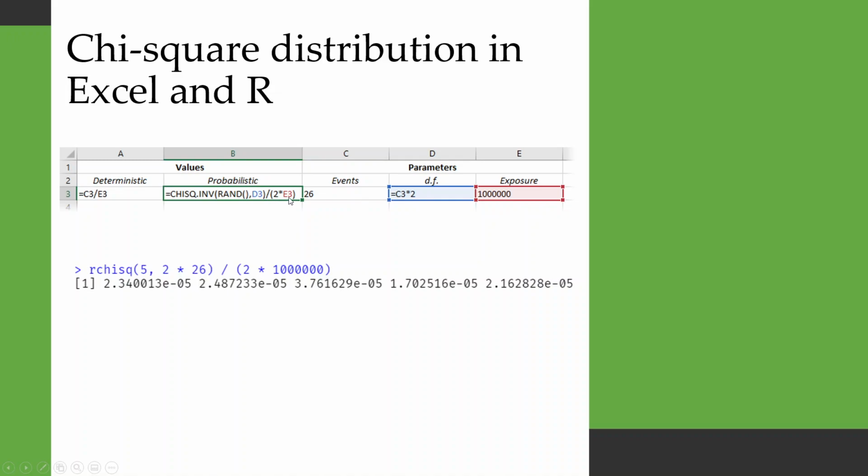2 times the exposure. And in R, you're just going to use rchisq, R CHISQ, give it the number of random variates you want it to produce, the degrees of freedom, remember you're doubling the number of events, and then divide it by the exposure, once again doubled. Great, that's the chi-squared distribution.